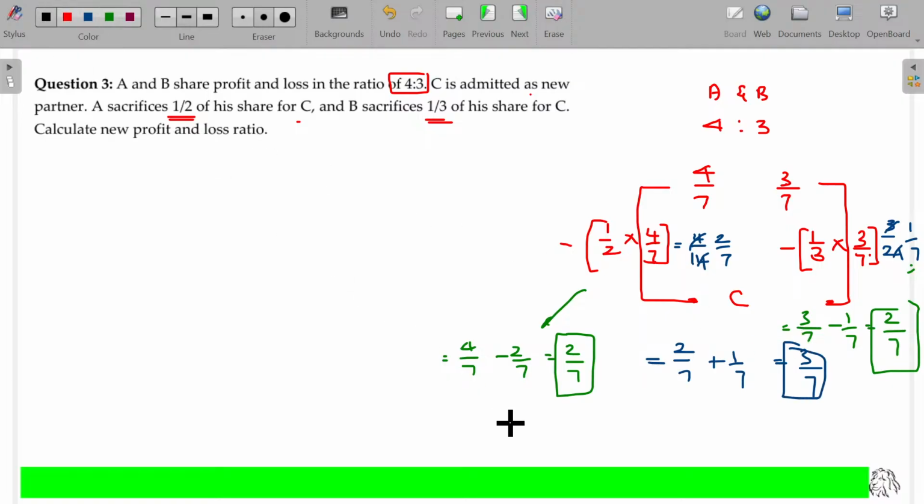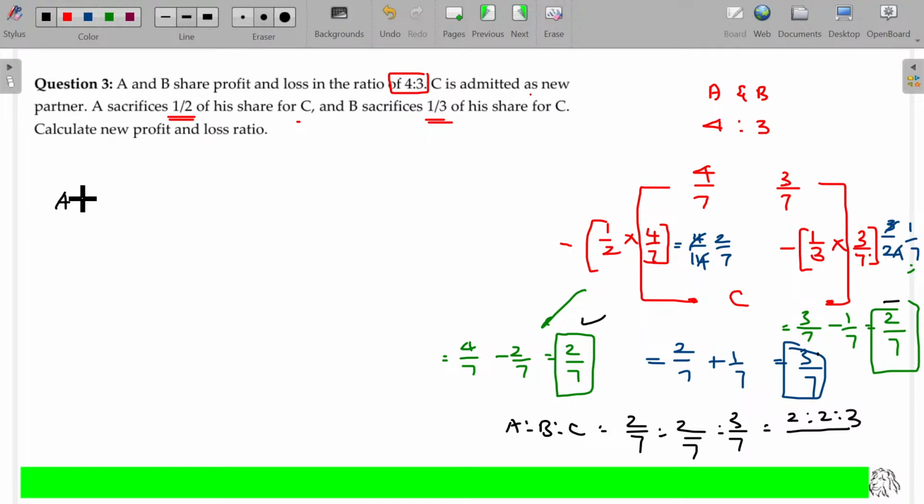Now the new ratio being A, B, C. A case 2/7, B case 2/7, C case 3/7, where the denominators are common. So 2:2:3 is the final answer. Or you can write this way.